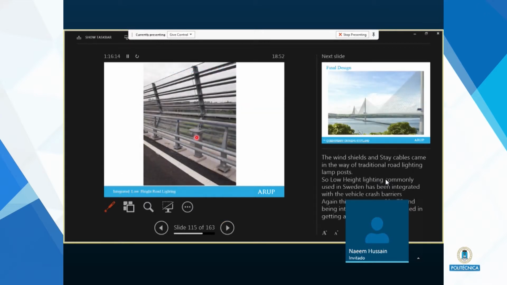And then we also have low height lighting. We didn't want to have high lighting. These are low height lighting. So again, we are marrying in the windshield with the lighting with the barrier.